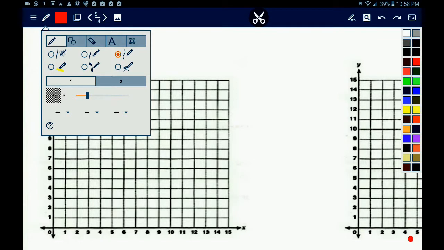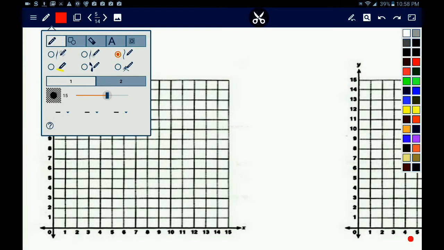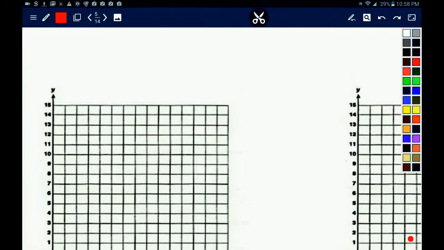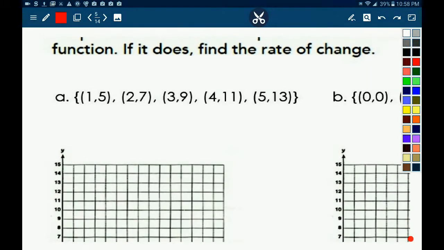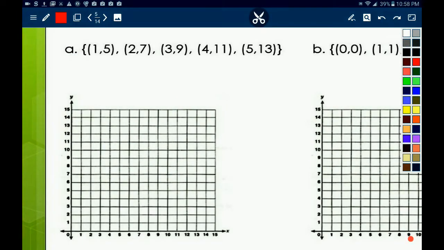Okay, so I'm going to make my point a little bigger here. And a little smaller. There we go. Okay, so we've got 1, 5, and 2, 7. So we're trying to figure out how to see everything. There we go. 1, 5, right there. 2, 7. 3, 9. 4, 11. And 5, 13. So that's looking pretty straight to me.